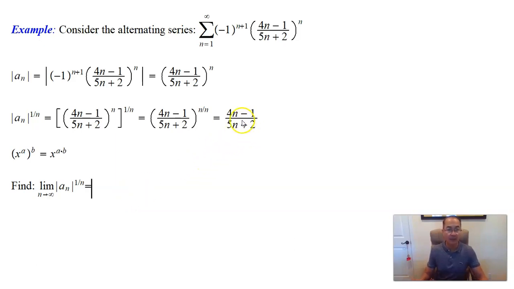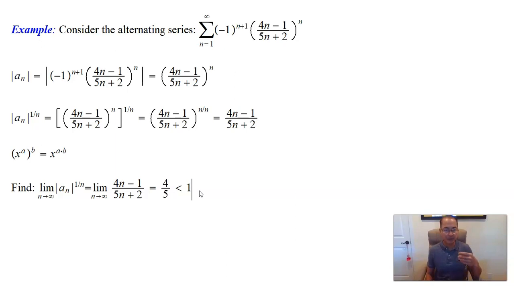We are looking at something by which, if you take the limit as n goes to infinity, you simply look at the coefficients of the highest power, or if you must insist, you can use L'Hopital's rule. So that is the limit as n goes to infinity of (4n minus 1) over (5n plus 2). And of course, that limit is simply 4 over 5. So the root test says, find the limit. We successfully found the limit.